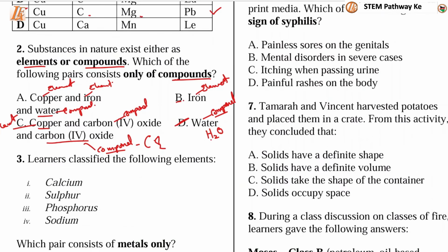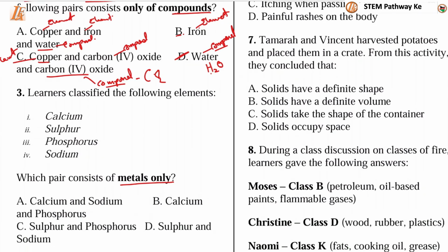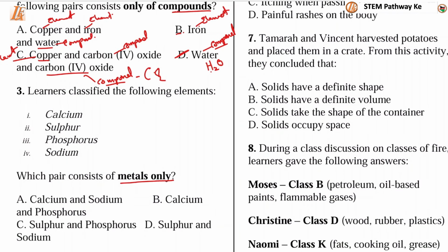Then question 3. Learners classified the following elements. First one is calcium, second one is sulfur, third one is phosphorus, then the fourth one is sodium. Then the question is, which pair consists of metals only? Remember, for you to identify metals, you have first to write the electron arrangement.